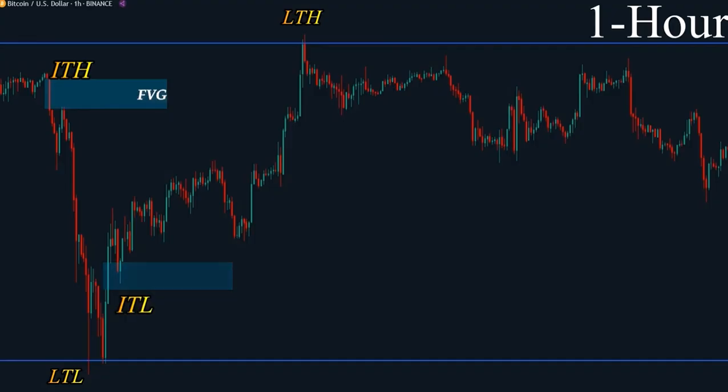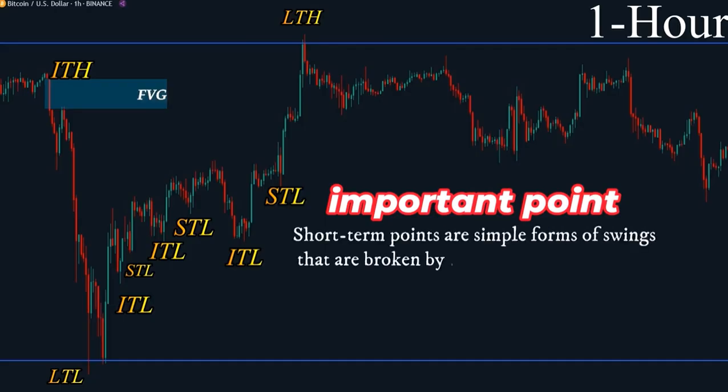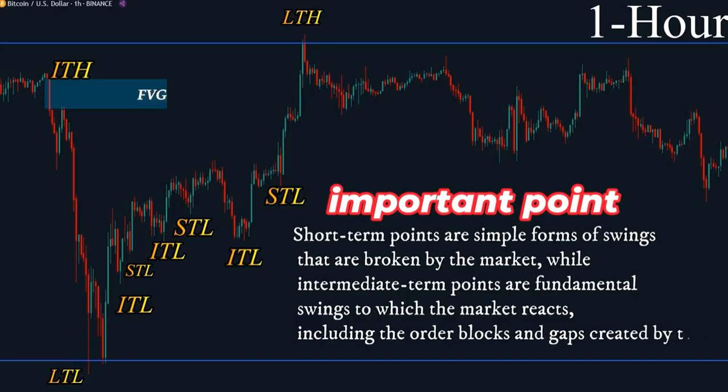Then, the price continues to form several short-term points consecutively. According to previous definitions, the swing point in the middle of the two short-term points is identified as an intermediate-term point. However, there's a fundamental question here. What is the difference between short-term points and intermediate-term points? As mentioned earlier, short-term points are simple swings that the market forms and subsequently breaks. In contrast, intermediate-term points are significant swings that the market reacts to.